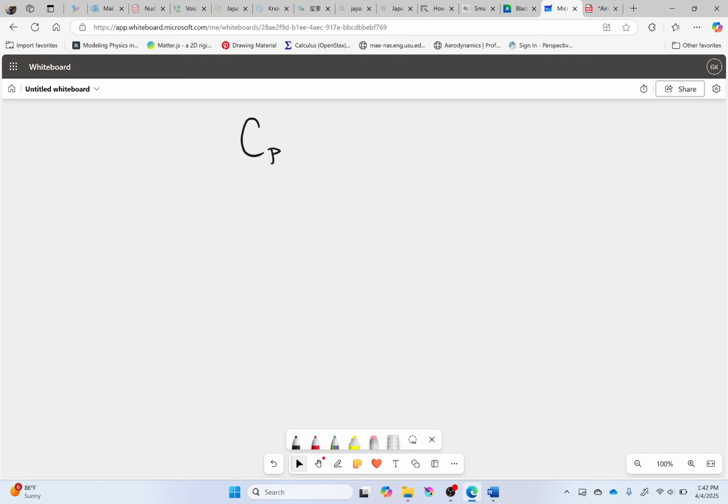That is not the same thing as specific heat, which is also Cp. This one is lowercase, this one is uppercase. And they are totally related. I'm going to do my best to write a big C for everything we're doing here when it's just heat capacity instead of specific heat. Now, first off, how are these two related?